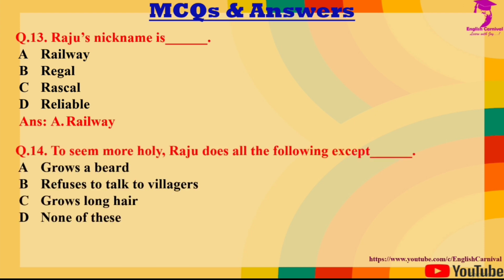Question number 14 we have, to seem more holy, Raju does all the following except what? Options are A. Grows beard, B. Refuses to talk to villagers, C. Grows long hair, and D. None of these. The correct answer is B, that is refuses to talk to villagers.